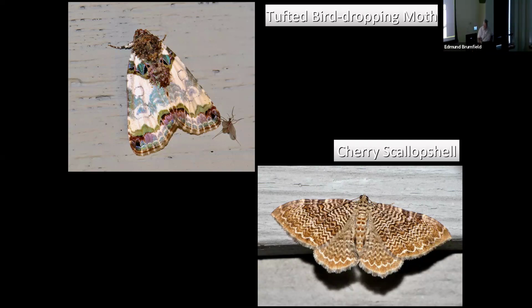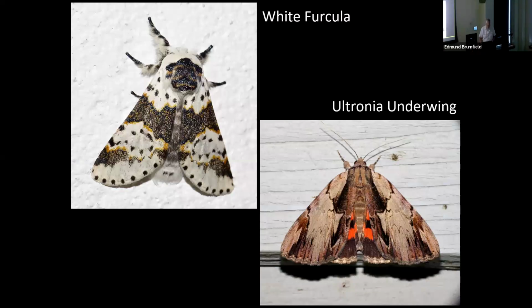Cherry scallop shell. Several different species of furcula. I think I've got most of them. And then another underwing. You remember the scarlet underwing that was an oak feeder? Well, the Altronia underwing, which is more common, is strictly a rose family feeder. I love the pattern of the forewings. It looks like wood grain. Very, very attractive moth, the Altronia underwing.